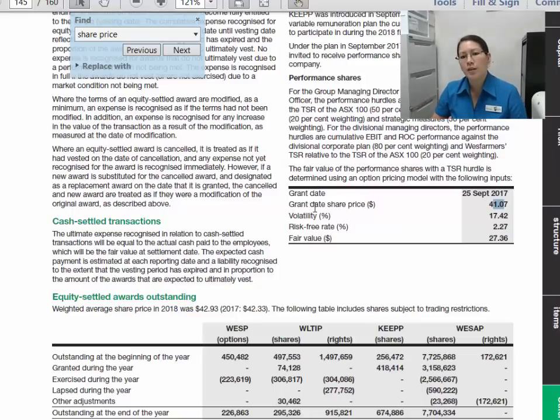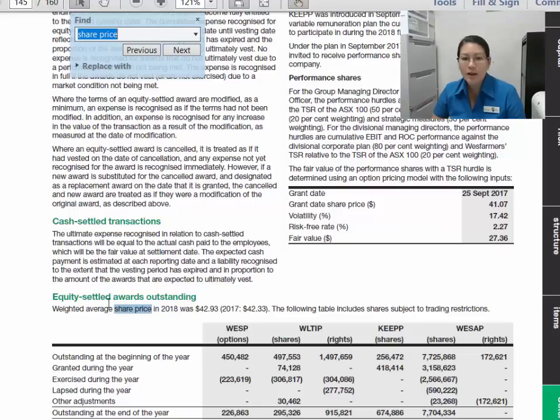So if you do find that they've listed, for example, performance shares for their executives, this figure here, you can remember that figure and compare it to the actual share price when you do find it, but it's usually slightly less than what the actual share price is. So I don't want that one. I'm going to keep looking.